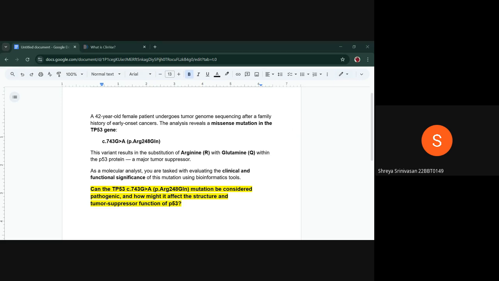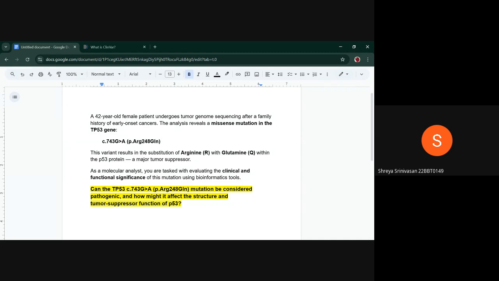Do you guys understand? Is it going fine, or am I being fast, or is it not clear? All right, that's great. As I mentioned, there has been a base change from G to A. So this is one notation. Another notation they are showing is at the protein level, there has been a change at position number 248 from arginine to glycine. There has been a change in the amino acid at position 248. This is how you will represent this.